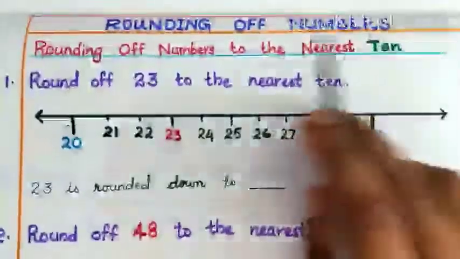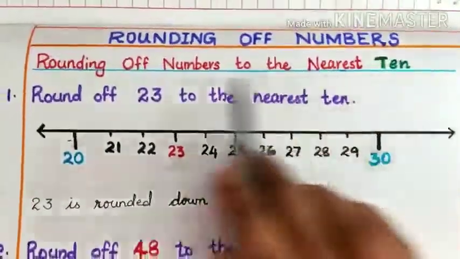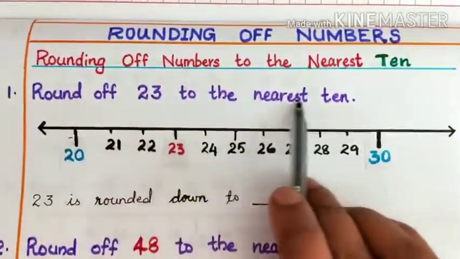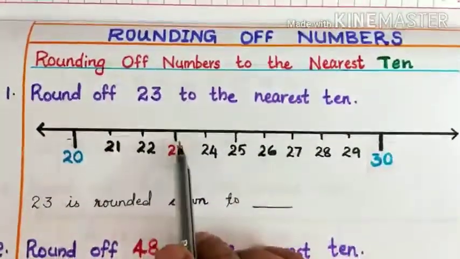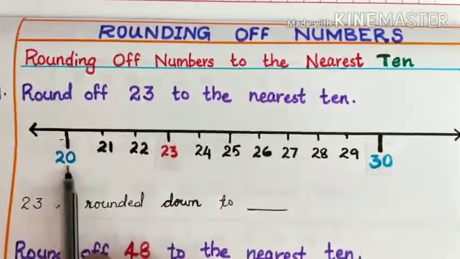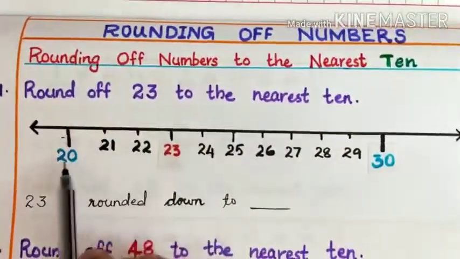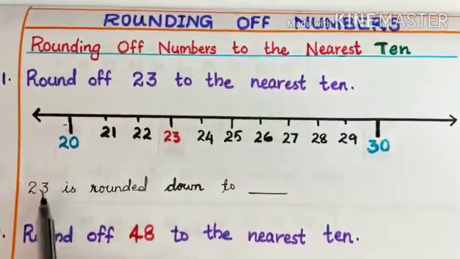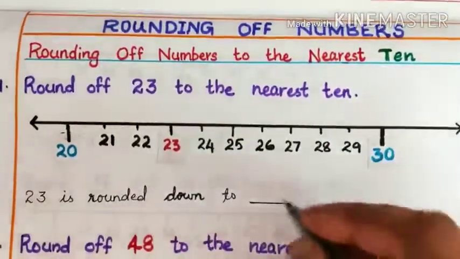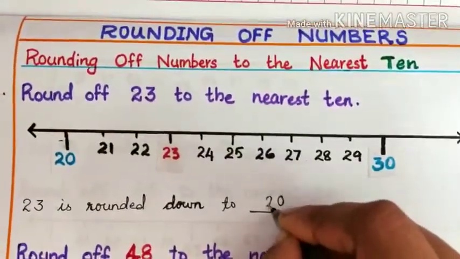Rounding of numbers. Rounding of numbers to the nearest 10. First question. Round off 23 to the nearest 10. Children, you have to look. 23 is closer to 20 or 30? Yes, 23 is closer, nearer to 20. So we can round. 23 is rounded down to 20.